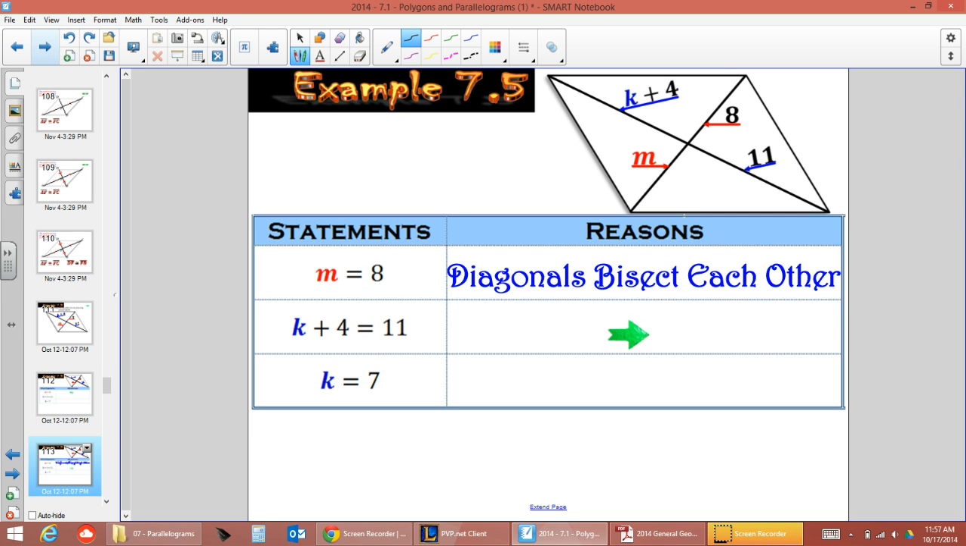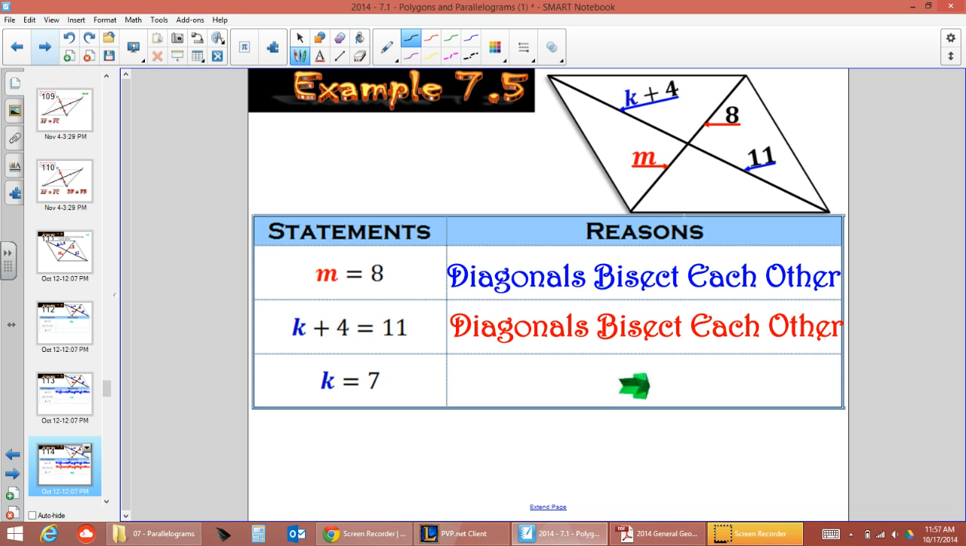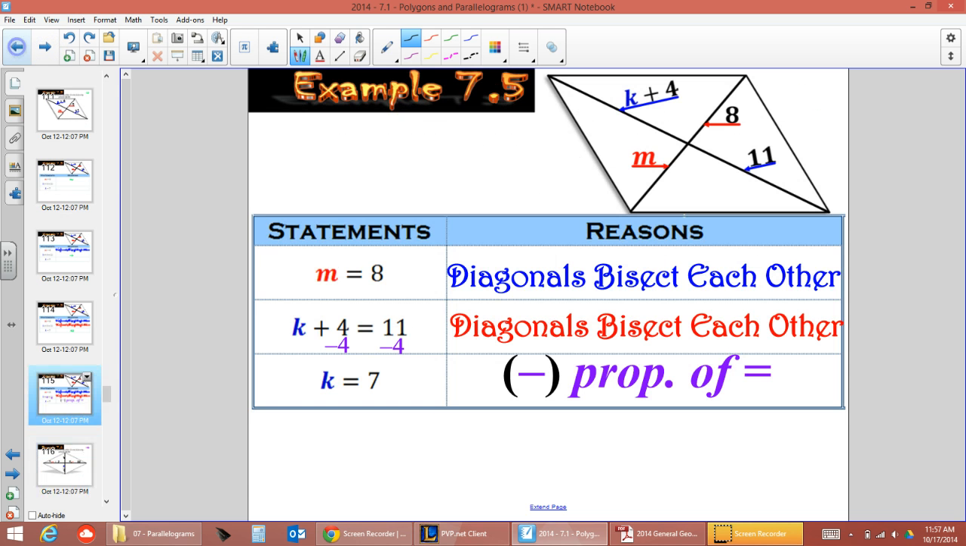And I say that k plus 4 equals 11 because the diagonals bisect each other. So then I subtract 4 from both sides, and I get k equals 7. What's important is you understand that the diagonals bisect each other of a parallelogram.